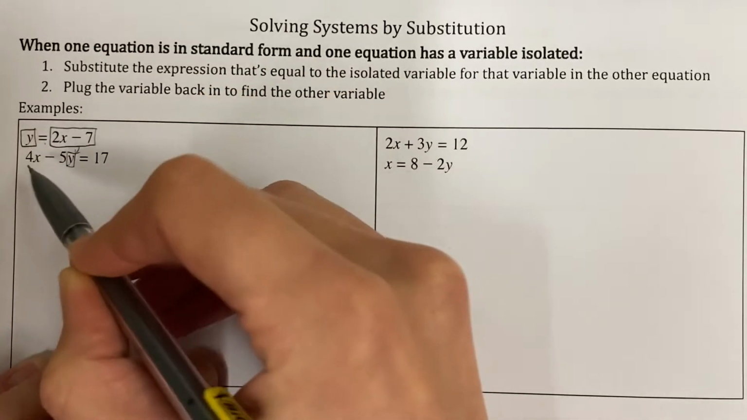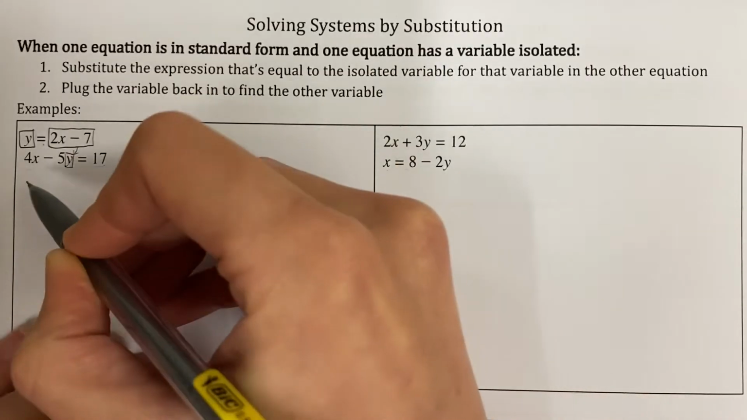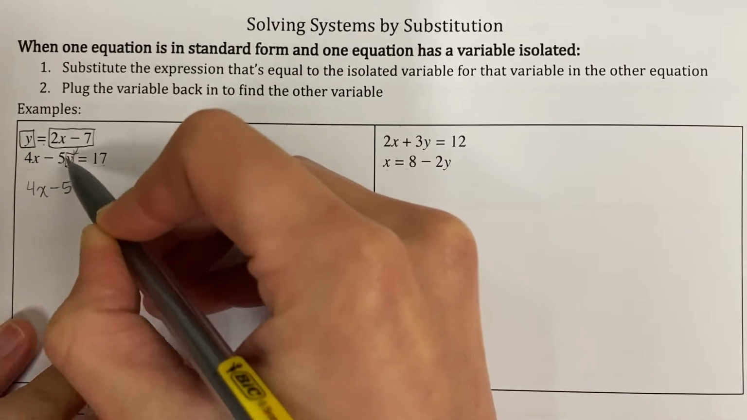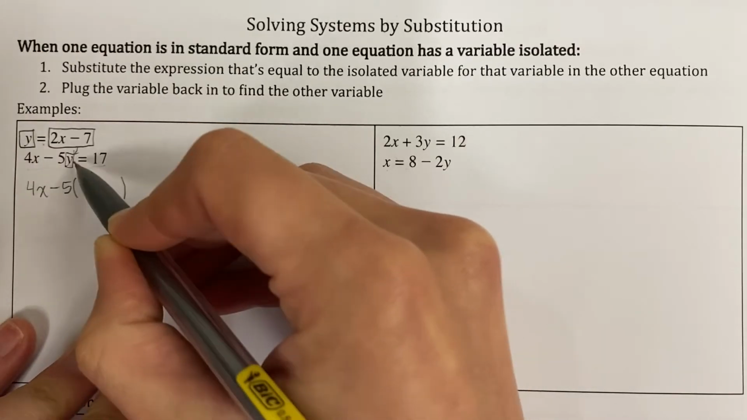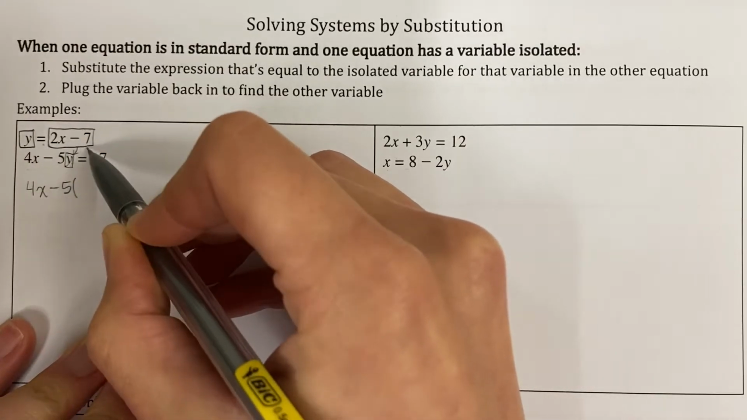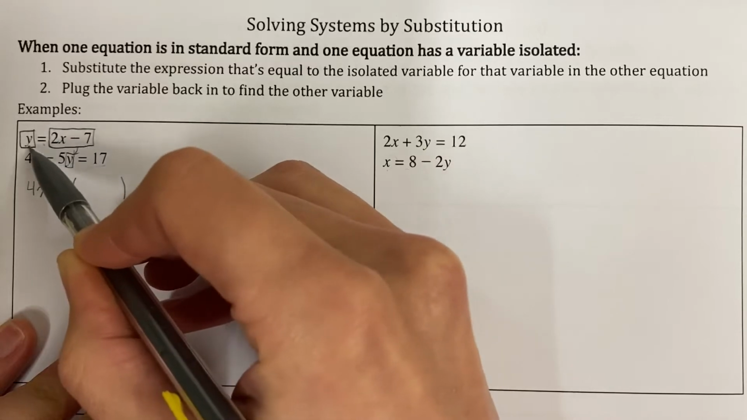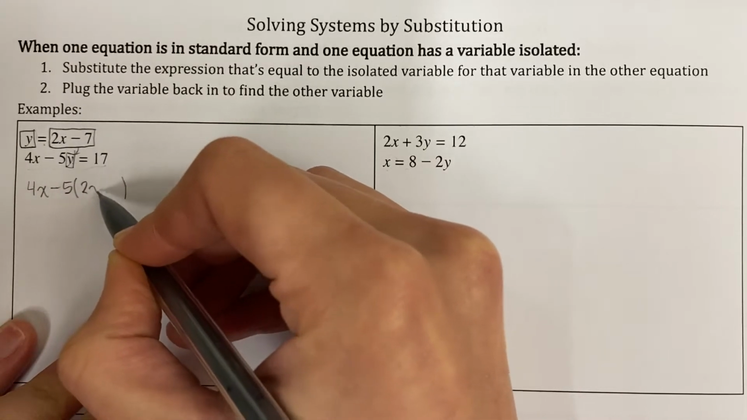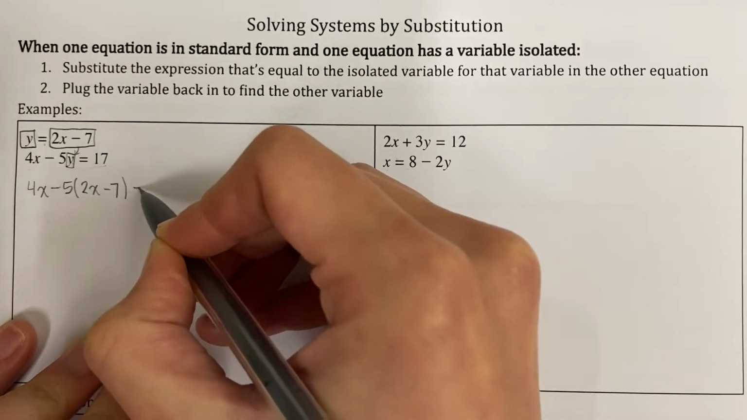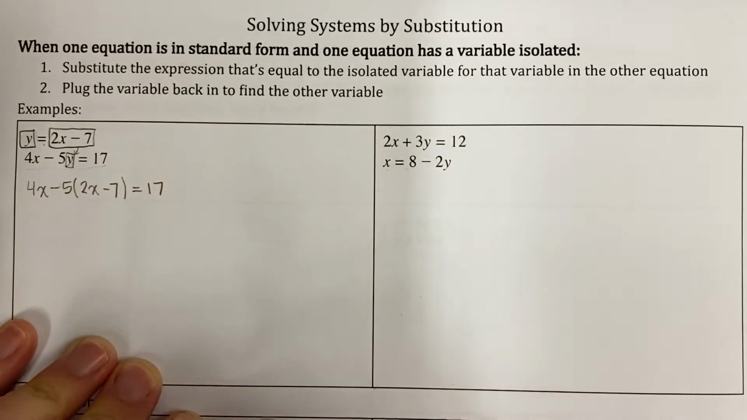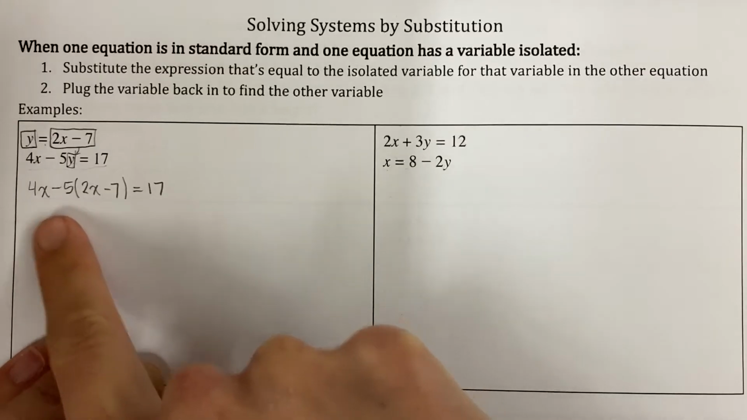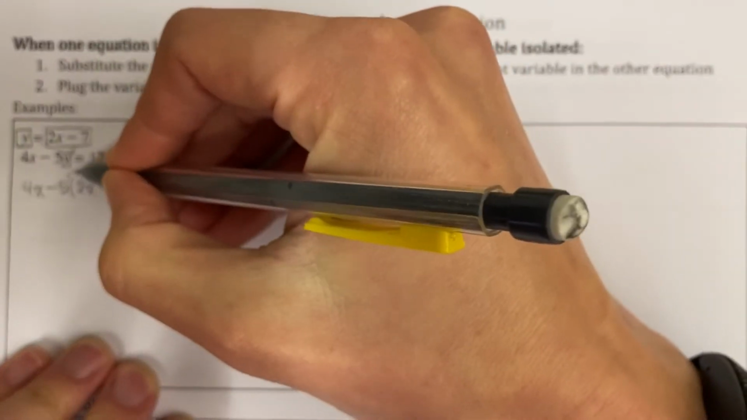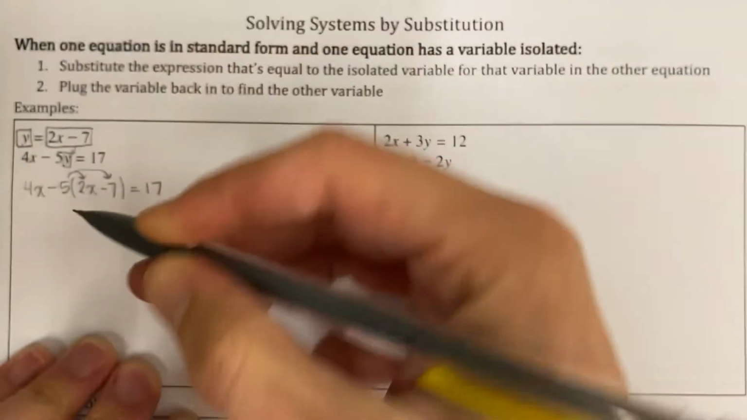So watch what I'm going to do. I'm going to rewrite this equation in standard form. But instead of the y, I'm going to replace this y with this expression. Why? Because this expression is equal to y. So it's okay for me to take this y and replace it with something that's equal to it. So it looks like this. Now, why did I do that? Well, now I have an equation that only has an x in it. It only has one variable. So we know how to solve that. We can just distribute, combine our like terms, and solve.